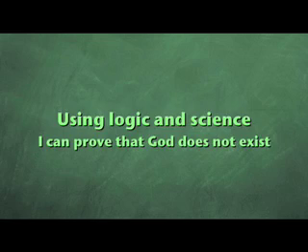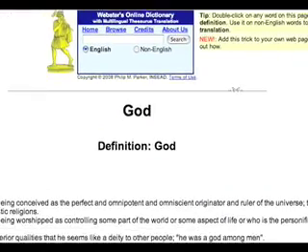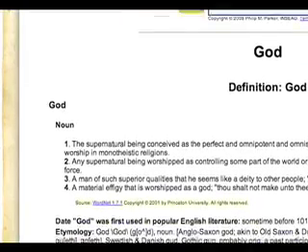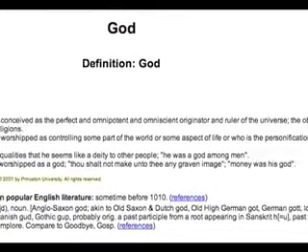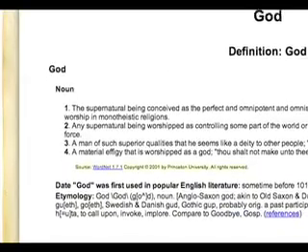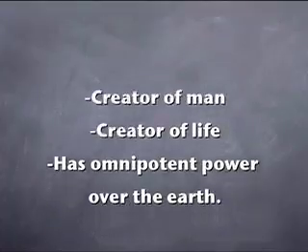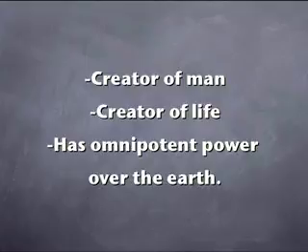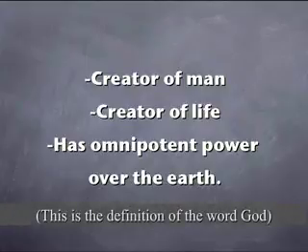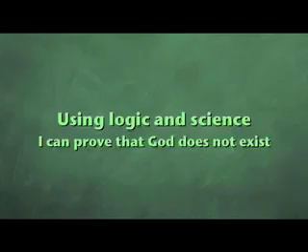Okay, God is defined by Webster as a noun. It is the supernatural being conceived as the perfect and omnipotent and omniscient originator and ruler of the universe, the object of worship in monotheistic religions. If you're a Christian, whether it be a creationist or a normal Christian, you probably agree God is the creator of man, the creator of life, and has omnipotent power over the earth. If your definition of God includes any of those things, then your God can be proven wrong, whatever religion you may be. Okay, next up is the word proof.